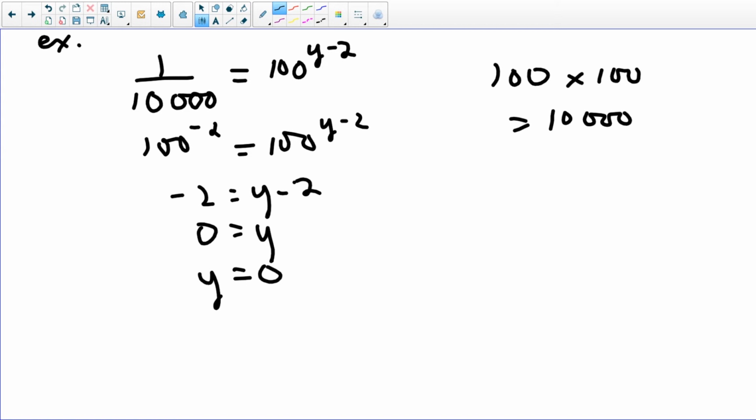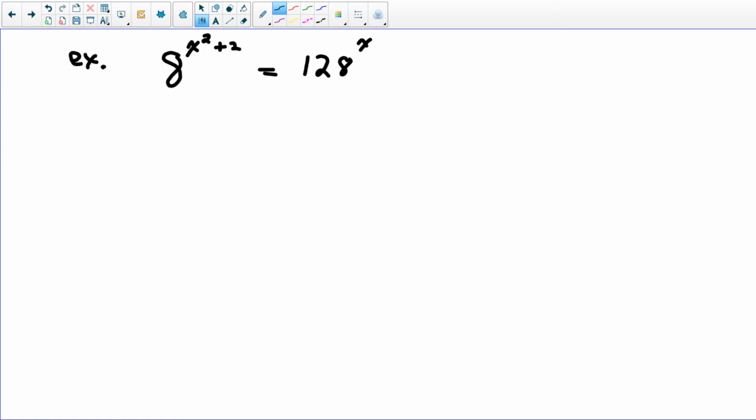Okay. What about this one? You can probably tell by the tone of my voice there's something fishy about this one. Let's start with the base. I think everybody can tell me what the base for this one's going to be. Does 8 work? Does 4 work? Do we have to go to 2?